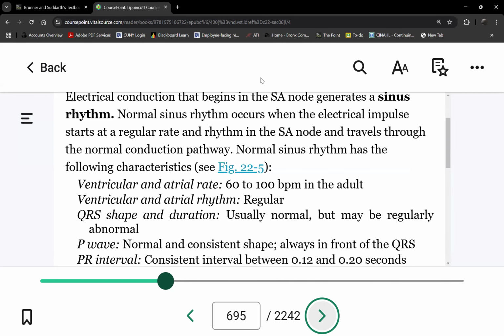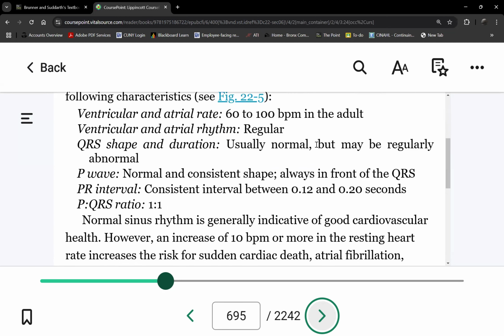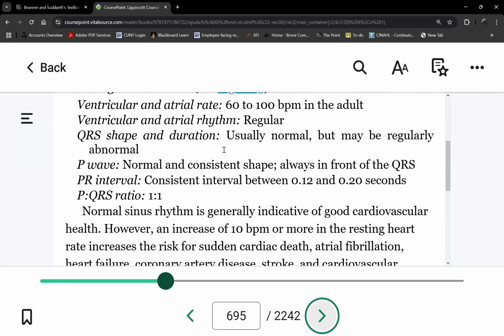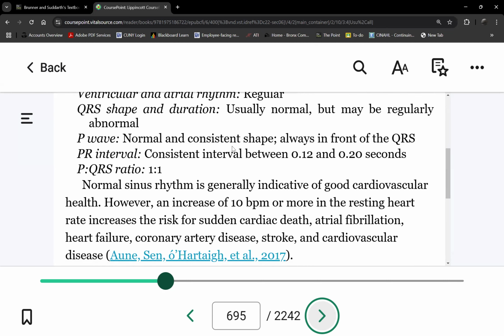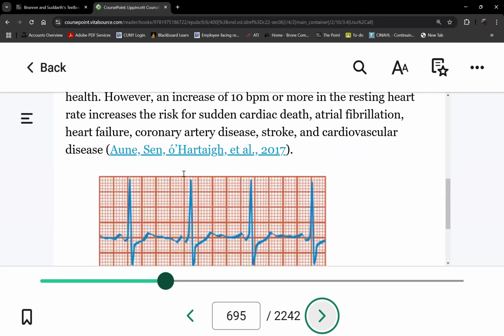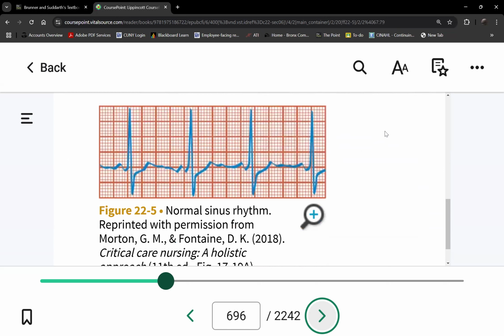Okay. So these are the characteristics of a sinus rhythm. Rate is between 60 to 100. The rhythm is regular, meaning the beats occur at regular intervals. QRS shape and duration normal, less than 0.10 to 0.12. P wave, there are P waves. PR interval is between what again? 0.12 to 0.2 seconds. And then there is 1 P for every QRST. That's a normal sinus rhythm. So if all are present, we have a sinus rhythm. Okay, so here's an example of a normal sinus rhythm.